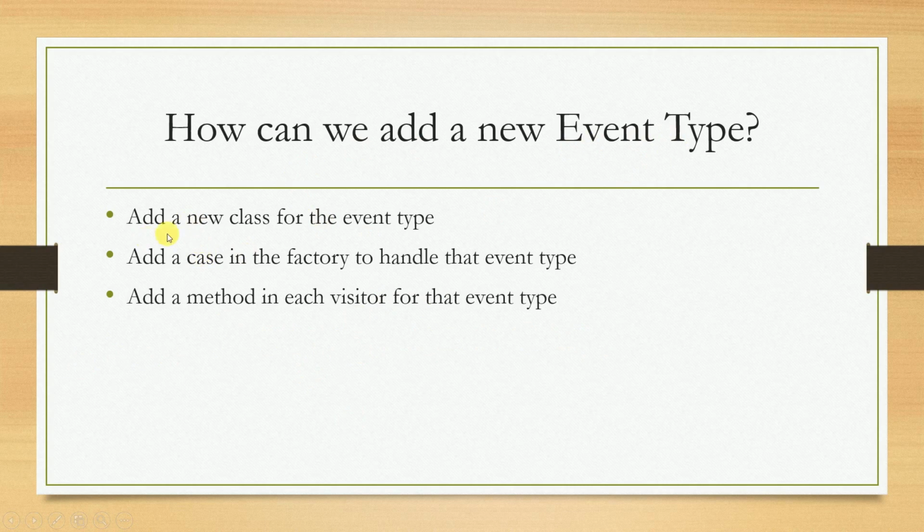So we just create a new class for the event type. We will subclass the event type interface, and then we add a case in the factory to be able to convert that logs for this event type to that corresponding event type. And then we have to add a method in each visitor for that event type. So for the visit, remember the visit method was for each concrete class. So if we add a new concrete event type, then we will have to add a method in the visitor also. This is one of the downsides of the visitor pattern, because you have to go into each concrete visitor that you have and add it.